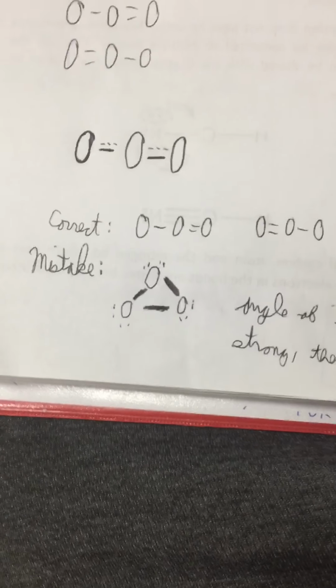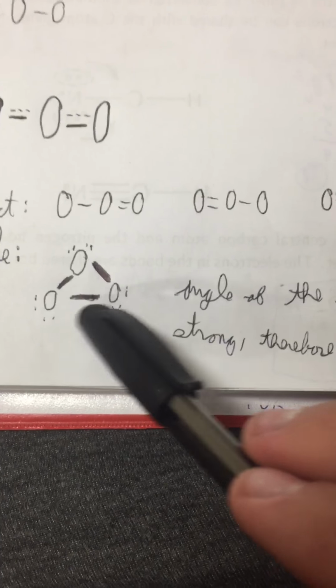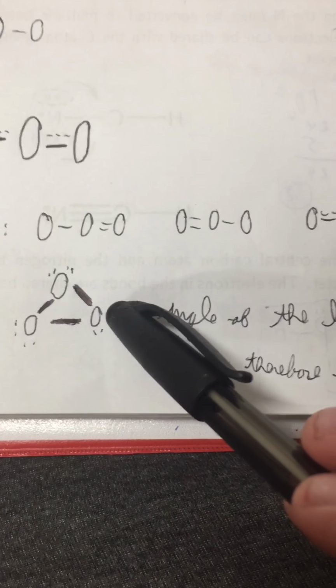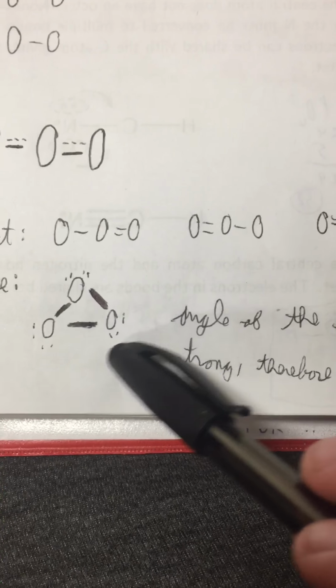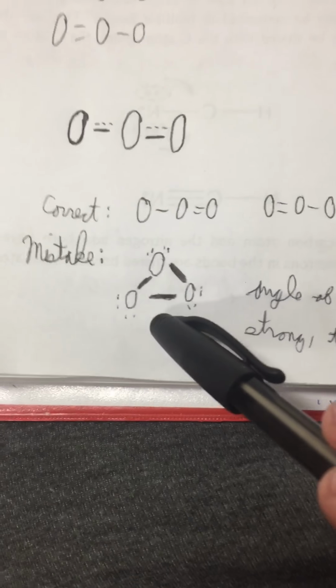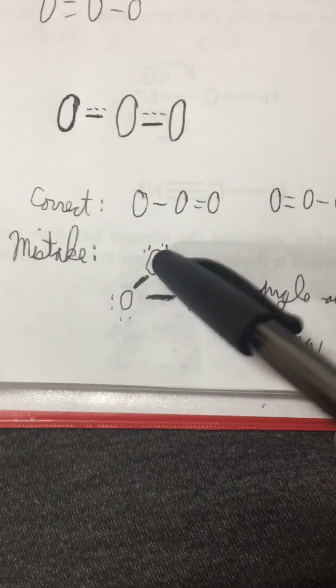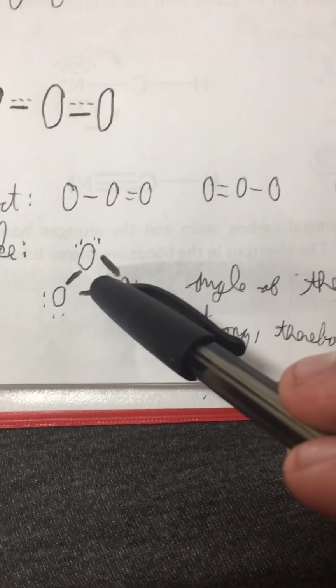The mistake for the final one, O3, is trying to draw it like this. It actually makes sense when you draw it like this because they all have octets, and they all have how many electrons they want. But this can't work because the angle of the bond is too strong, and therefore it's unstable. As the oxygens are together, this bond is reacting with that bond and that bond, it's just a very unstable structure. Therefore, it falls apart.